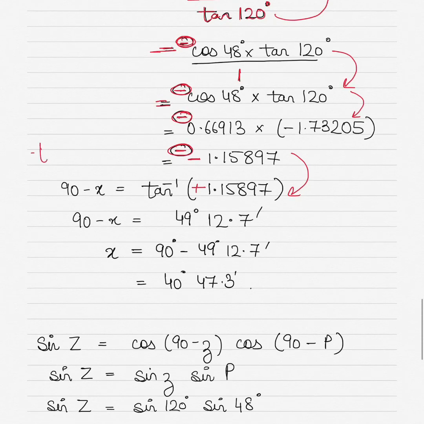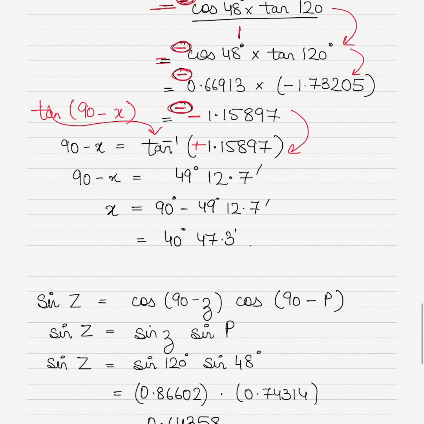And this becomes tan of 90 minus x equals positive 1.15897. Take tan to the other side, it becomes tan inverse. Find out the value of the tan inverse. So 90 minus x equals tan inverse of the value. Then 90 minus x equals 49 degrees 12.7 minutes. So tan inverse of 1.15897 is 49 degrees 12.7 minutes.